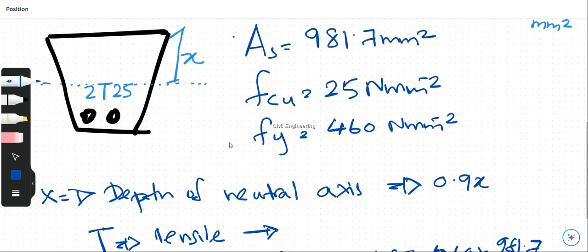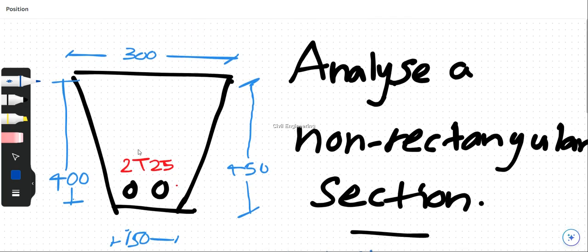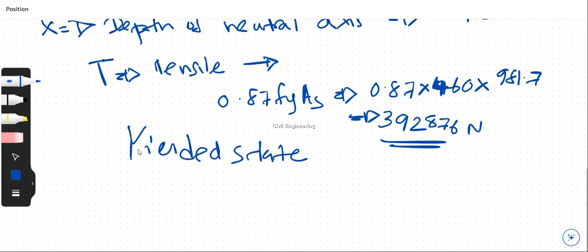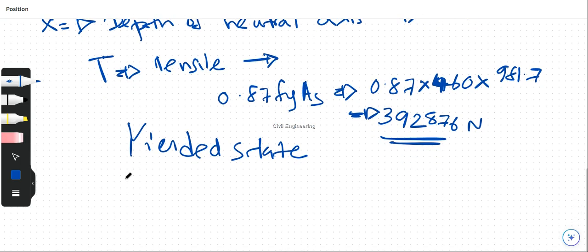Okay, up to now we have thought about the trapezoidal section, and it contains two T20 bars. This is the sectional detail, and it can withstand this amount, 392,876 newtons, by this reinforcement steel. Okay, let's find the neutral axis which can withstand the equal compressive strength. Okay, let's find.